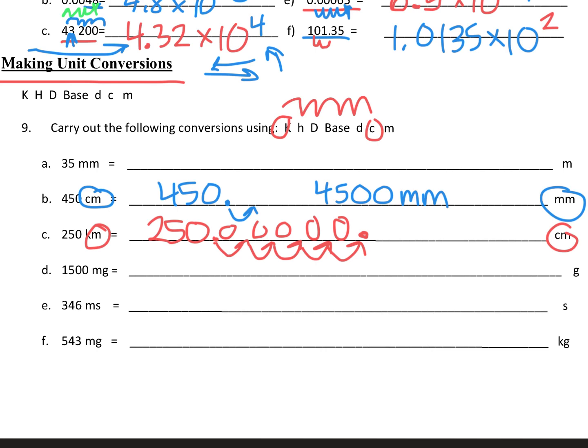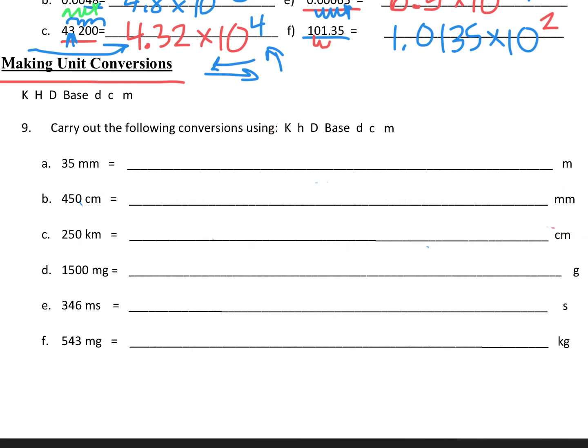Let's clean this up then. I've got my 250 and I added 5 zeros: 1, 2, 3, 4, 5, and I put my label centimeters. So that becomes 25 million centimeters is 250 kilometers. Wow, that's quite a bit. Quite the difference. Perfect, we got that one done. Let's go to letter D.